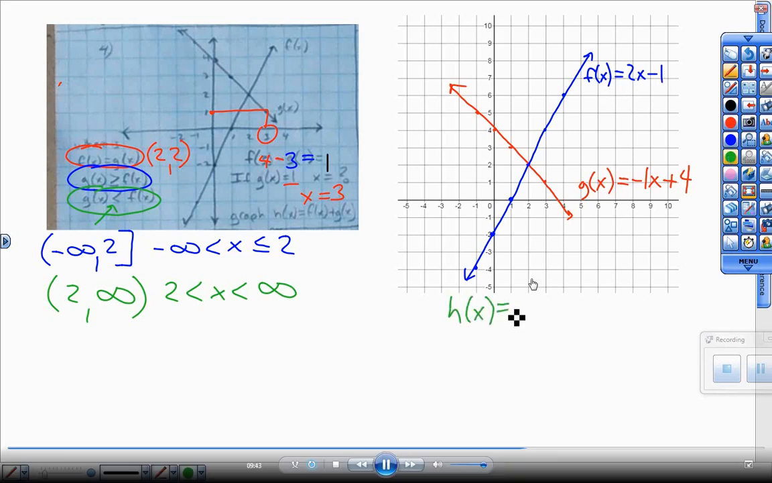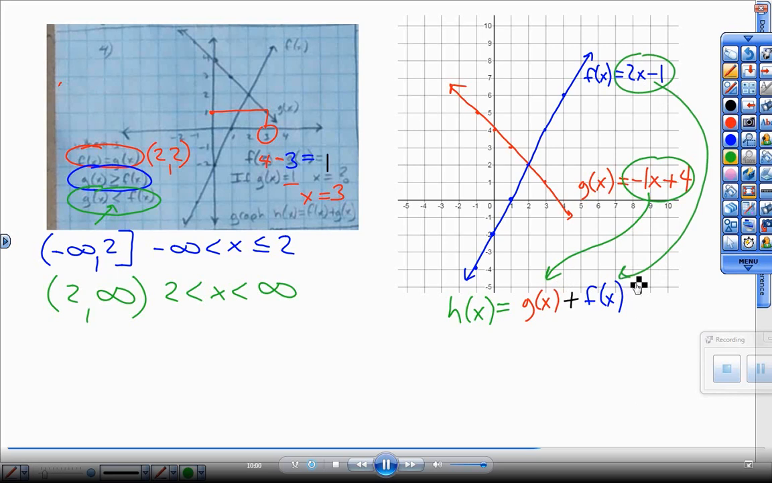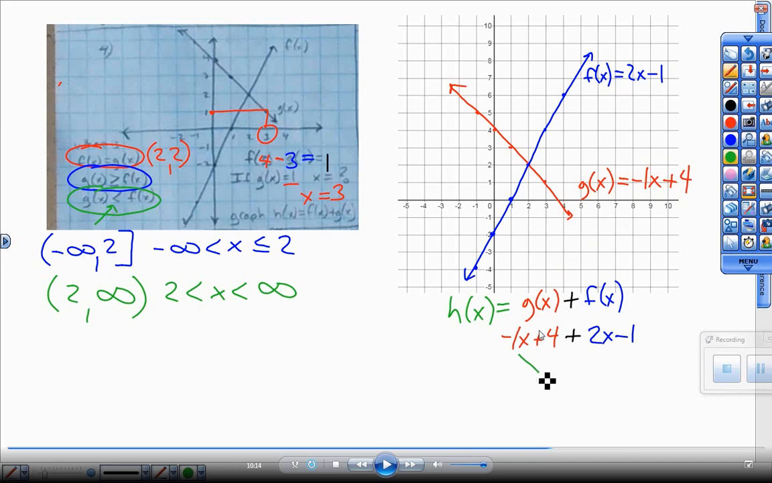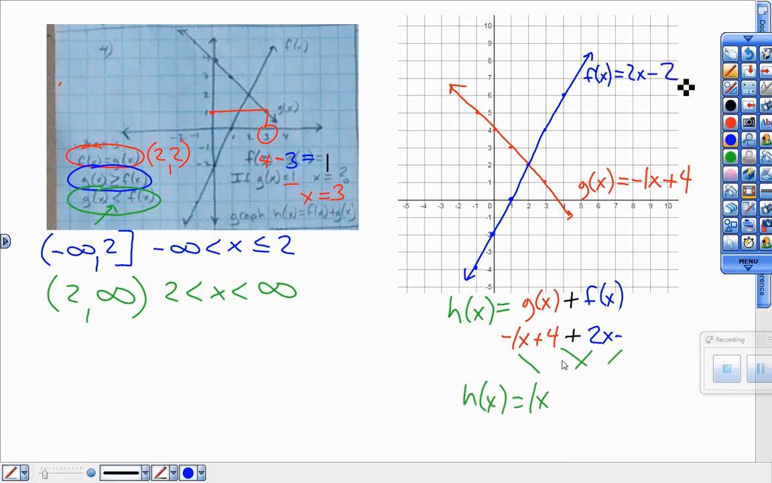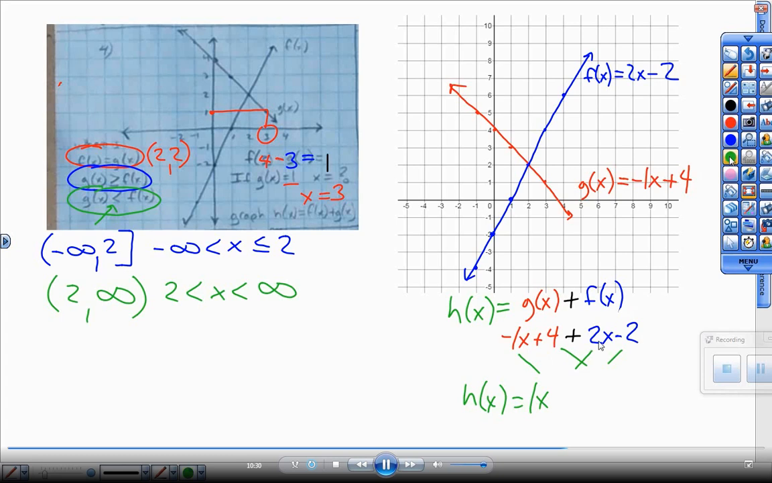So the h of x line is g of x plus f of x. So I'm going to replace that f of x and g of x. I'm going to replace those equations right there where those used to be, and I'm going to combine like terms. So when I replace it, g of x gets replaced with negative 1x plus 4. F of x gets replaced with 2x minus 2. So that when I combine, negative 1x plus 2x gives me positive 1x. 4 minus 2 gives me 2.